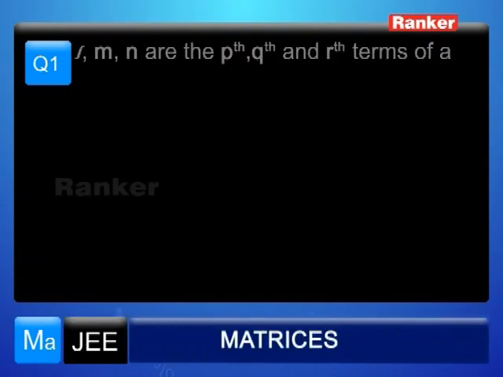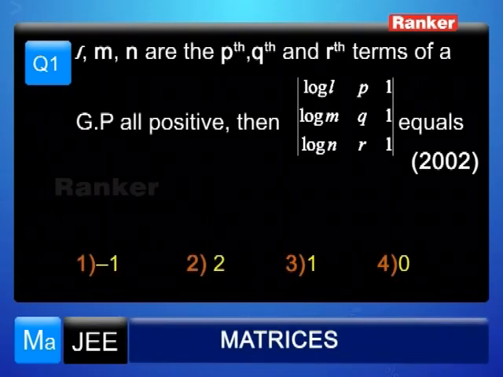Let's look at the first question. L, M, N are the pth term, qth term and rth term of a GP, all positive. Then the determinant with rows log L, p, 1; log M, q, 1; log N, r, 1 equals: first option -1, second option 2, third option 1, fourth option 0.